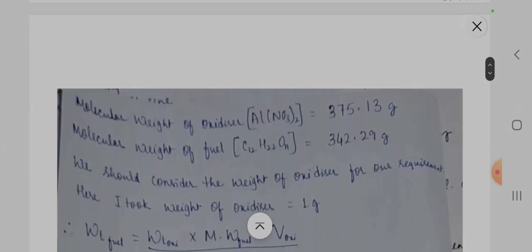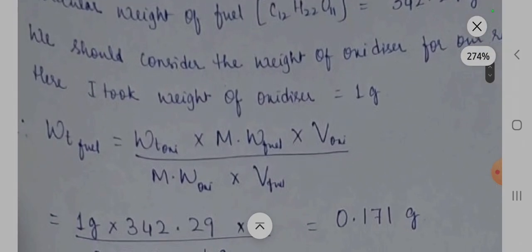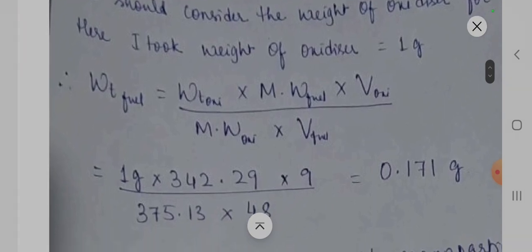Now in this formula we have the required values. The molecular weight of the oxidizer is given on the bottle, 375.13 grams. The molecular weight of the fuel, sugar, is 342.29 grams. Now we should consider the weight of the oxidizer for our requirement. Here I took the weight of the oxidizer, the weight of aluminum nitrate, as 1 gram. Substituting in the formula, the weight of the fuel is equal to the weight of oxidizer, 1 gram, into the molecular weight of the fuel, 342.29 grams, into the valency of the oxidizer, 9, divided by the molecular weight of oxidizer, 375.13, into the valency of the fuel, 48. After doing all the calculations we get 0.171 grams.